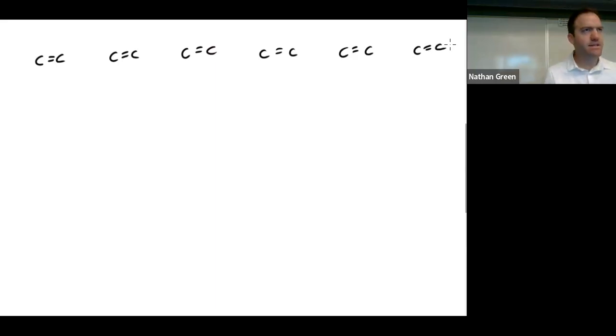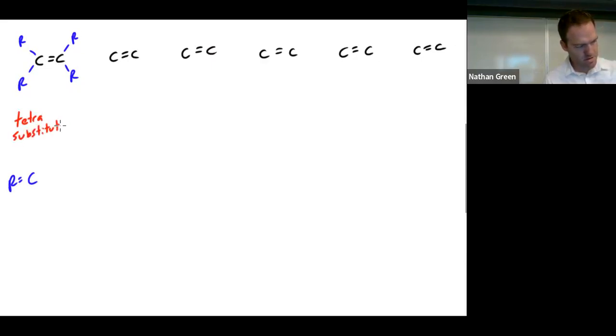All right, what we're going to do is feed this thing carbons. If I have 4 carbons on there, R equals a carbon, by the way, this molecule is going to be tetra substituted. It is going to be the most stable. It's number 1.